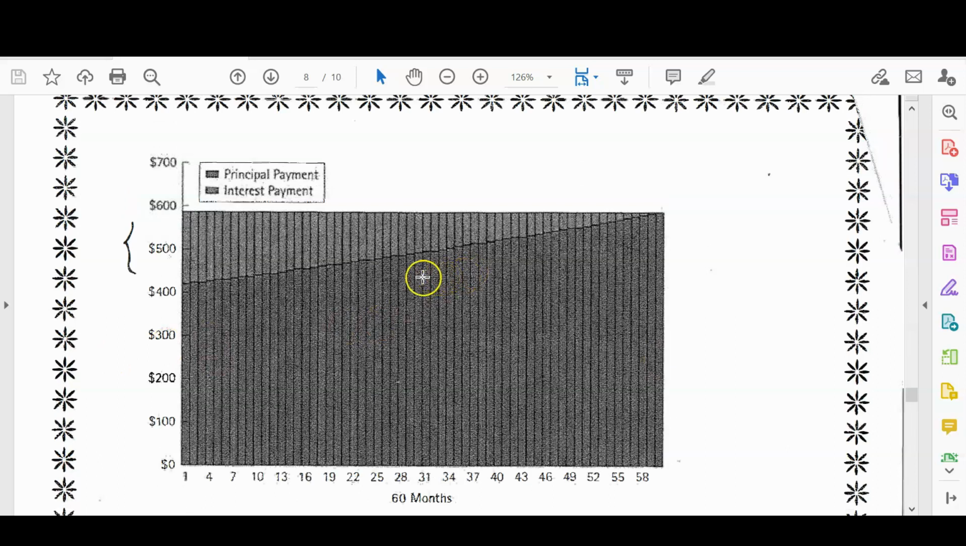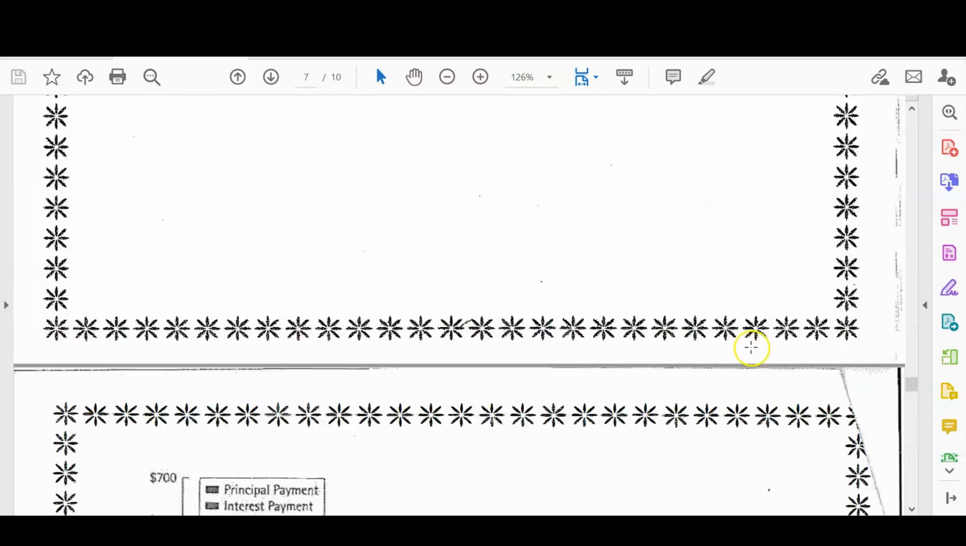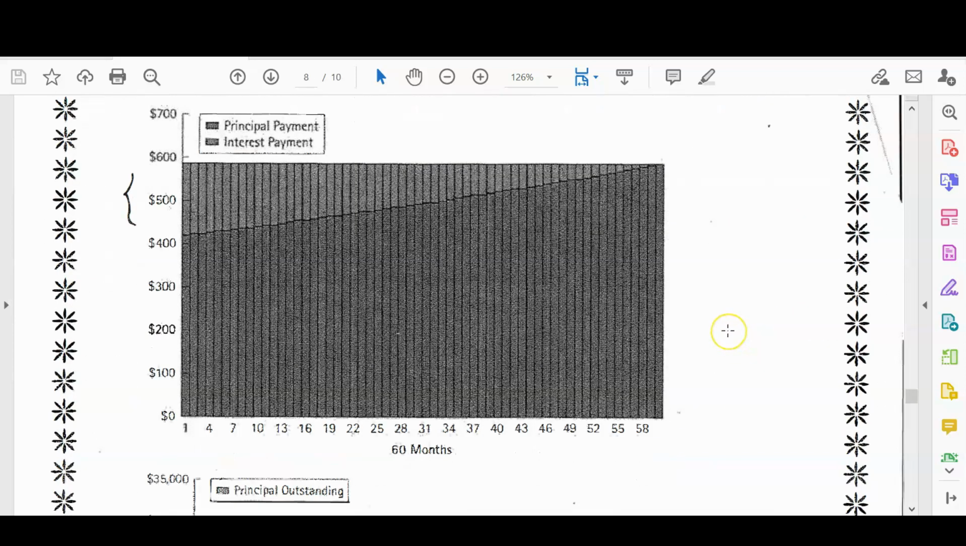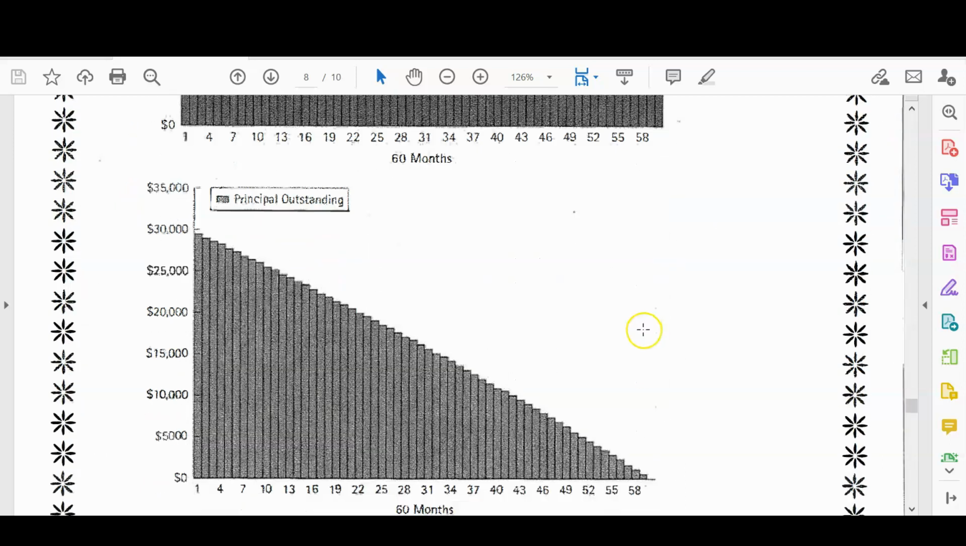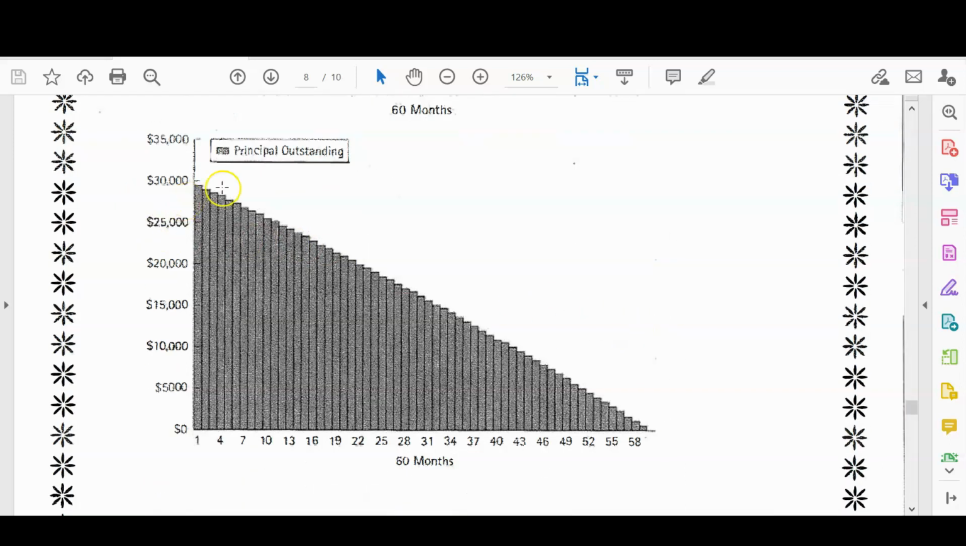And for the amortization table, again, in this monthly example or practice, the total payment amount for each month is about 600, and the interest payment is declining while the principal payment is increasing because the beginning balance or principal outstanding is declining.